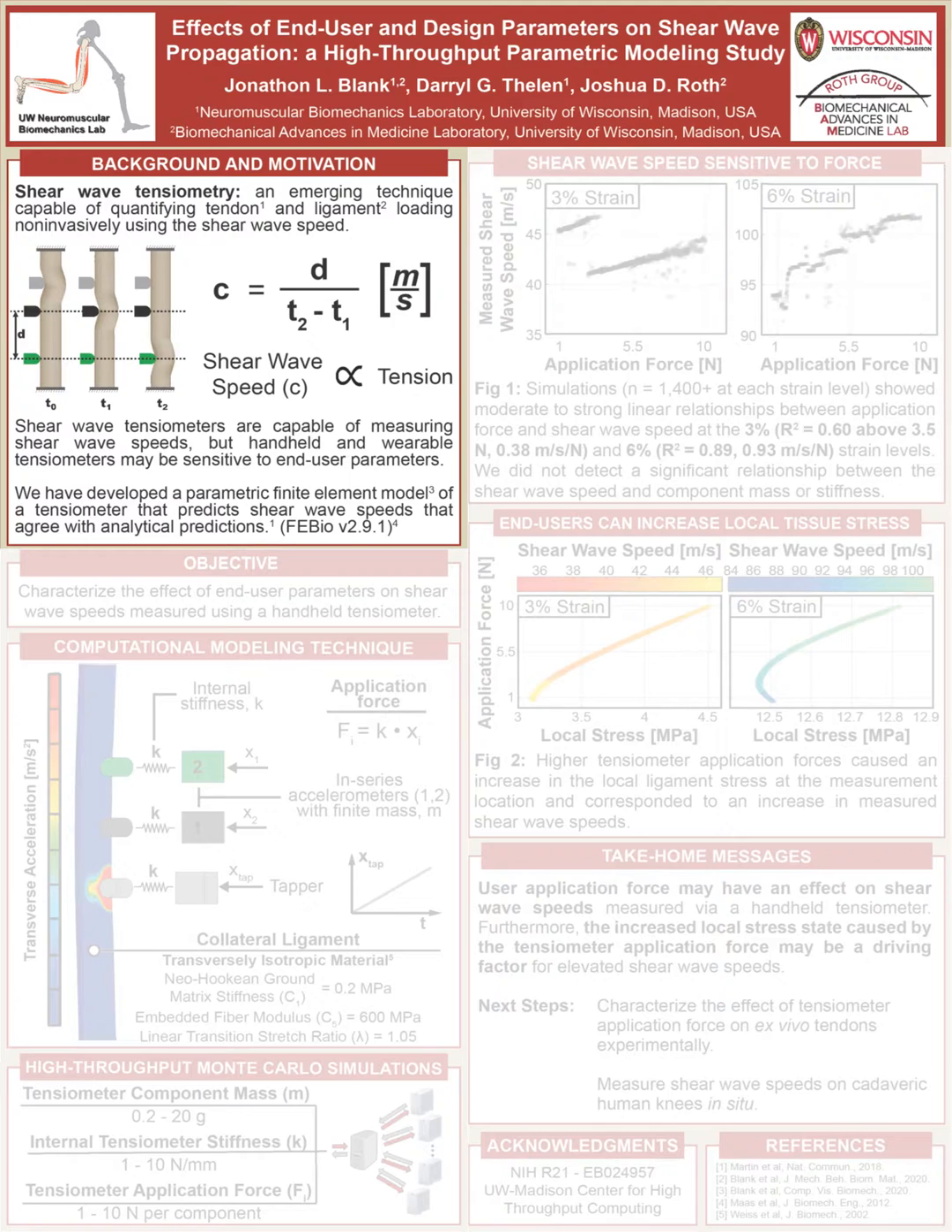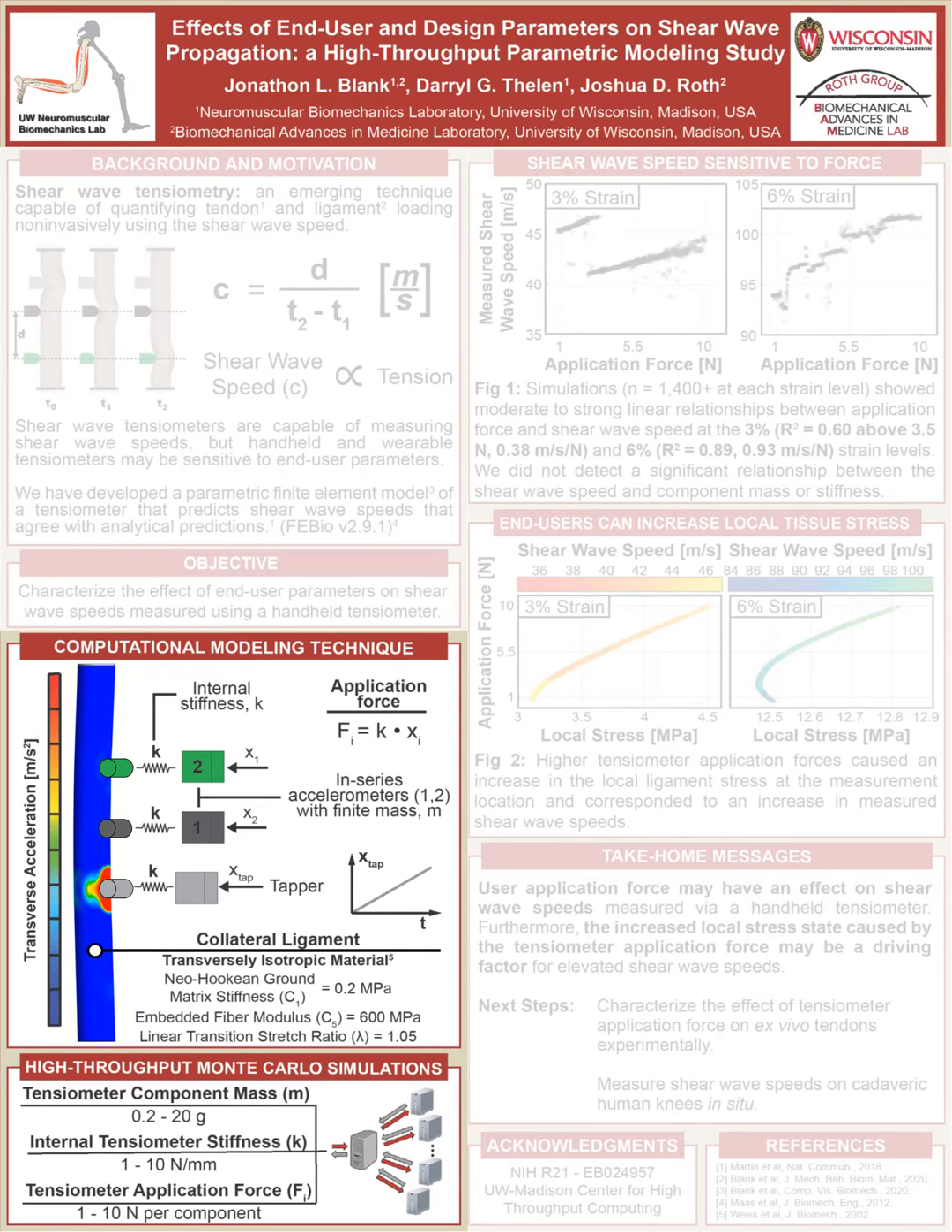While handheld and wearable tensiometers are useful tools to measure shear wave speed, the measurement may vary from user to user depending on their tensiometer design or how they hold or affix a tensiometer superficial to the tissue of interest. We have developed a parametric model of a handheld tensiometer to study the effect of these end-user parameters on the measured shear wave speed. Hence, the objective of this study was to characterize the effect of these end-user parameters on measured shear wave speeds using a handheld tensiometer.